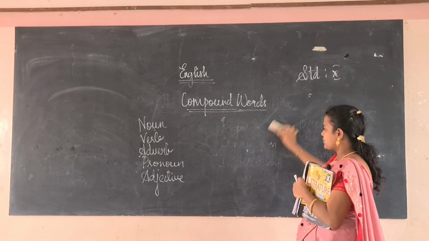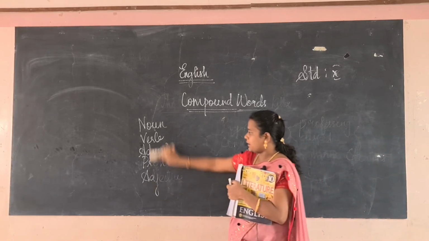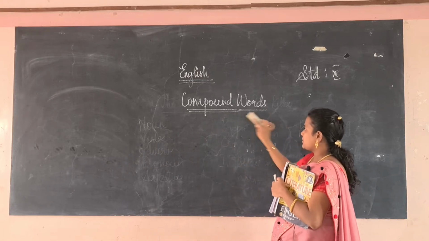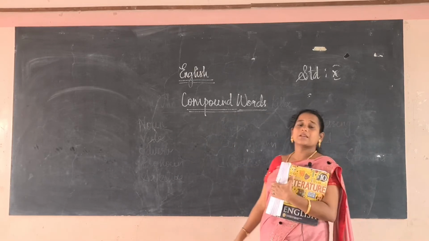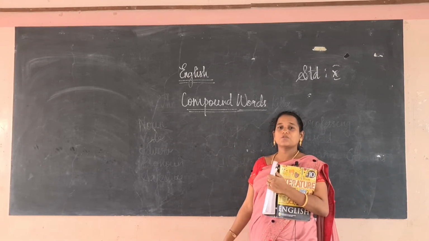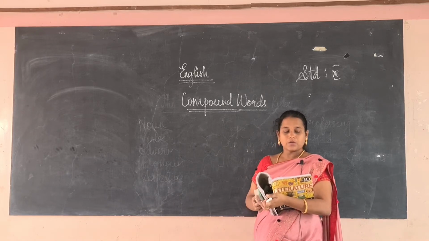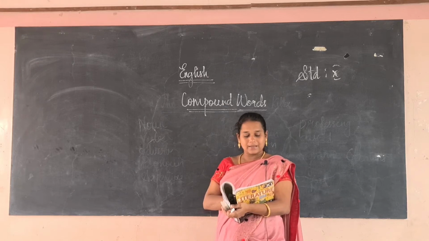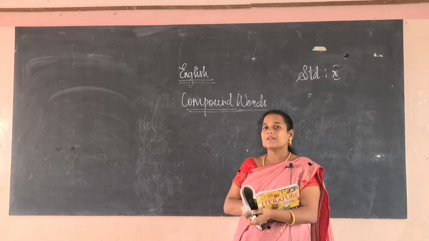So what are the different parts of speech? Noun, verb, adverb, pronoun, adjective, preposition, and conjunction. When we add ing to the verb, it changes into a gerund. Here in our book they have given some lines from the text. Let us read that, then we will understand better.